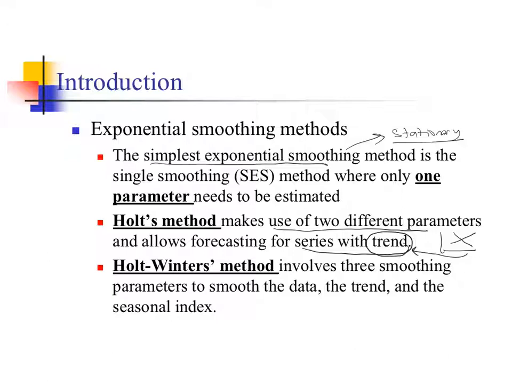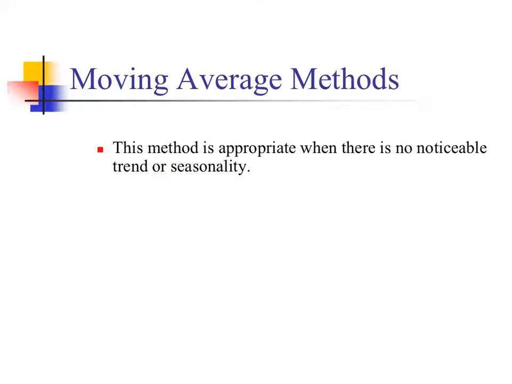Holt-Winters' method, again, is an extension of simple exponential smoothing method, and involves 3 smoothing parameters to smooth the data, the trend, and the seasonal index. So if you observe data like this, with both a trend and also seasonal patterns, regular patterns that you always observe in the data, then the Holt-Winters method is a better forecast.